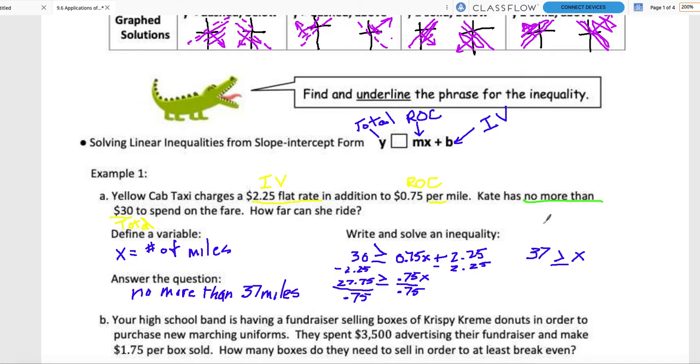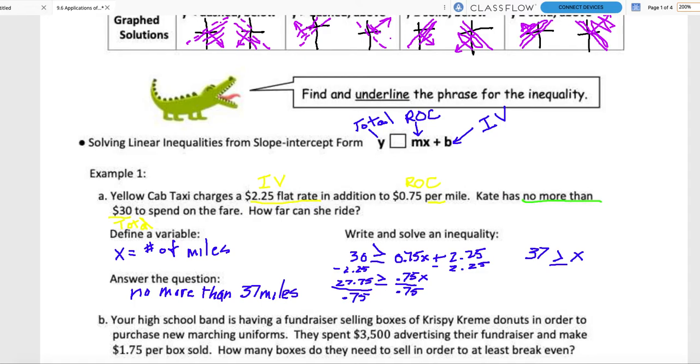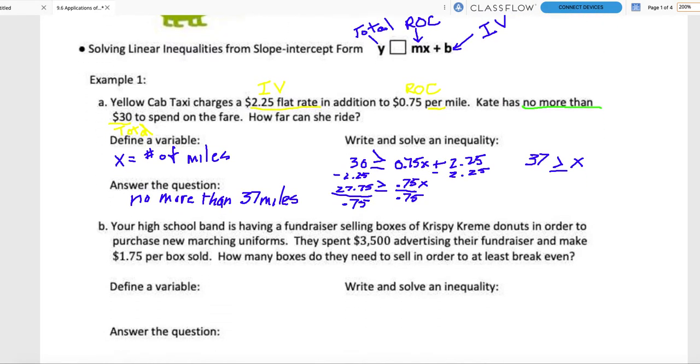All right, back. So the wording for the answer came exactly from the inequality phrase. There's my 37. I was solving for number of miles. That was pretty straightforward. That was not difficult. Okay, I've got two more examples, and then we've got some graphs.